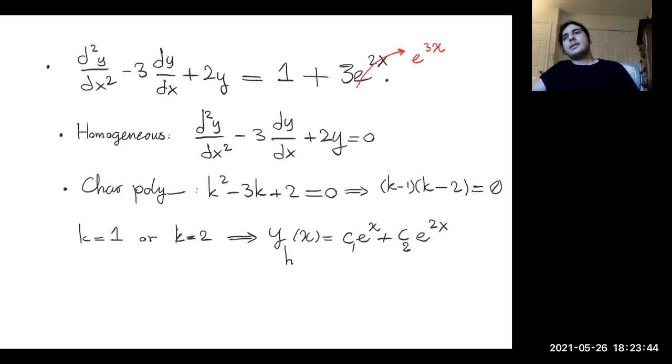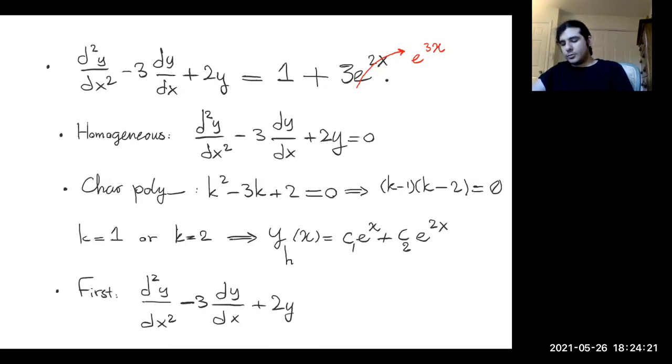Now we should consider the non-homogeneous part. So the idea is that we should break it into different parts. First consider this part, and then we would consider this other part. So first we consider the non-homogeneous equation, but we would only consider the one equals 1.